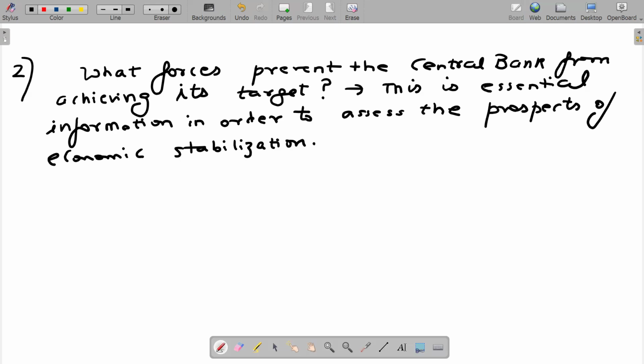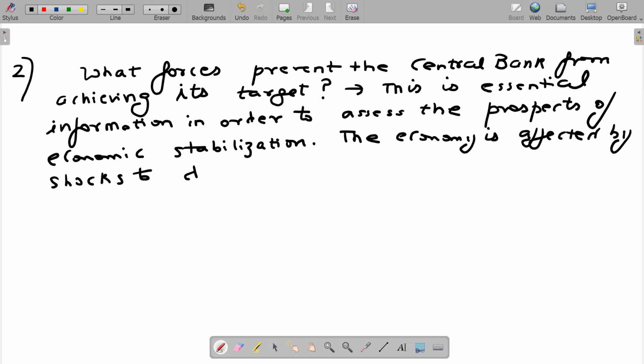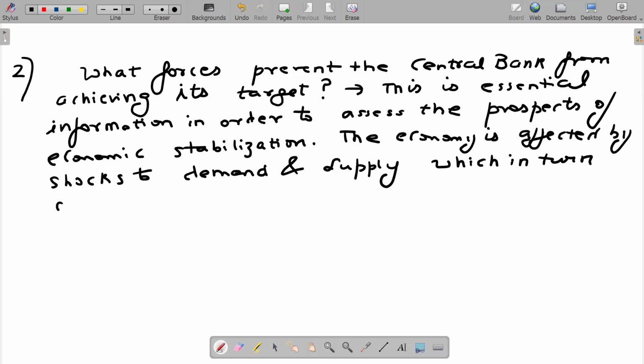The economy is affected by shocks to demand and supply, which in turn affect output and inflation.